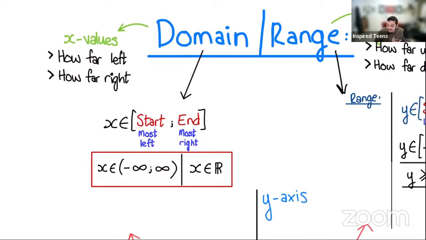Okay, so what are the x values of this graph? If you had to give me an interval that represents the starting x value and its ending x value, that would encompass all the x values of this graph. So you're asking yourself, how far left does this graph go and how far right does this graph go?